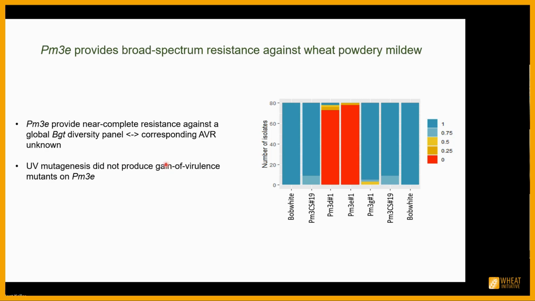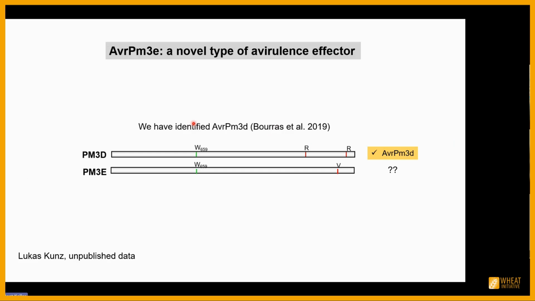And then once we had identified an isolate from China, which was actually virulent on PM3E, we wanted to move on. And basically, this was really a big question to us, that the PM3D and E immune receptors differ only at 3 amino acid positions, and we had cloned the AVR-PM3D, but this was not recognized by PM3E, and we really wondered what was recognized by this very, very closely related immune receptor.